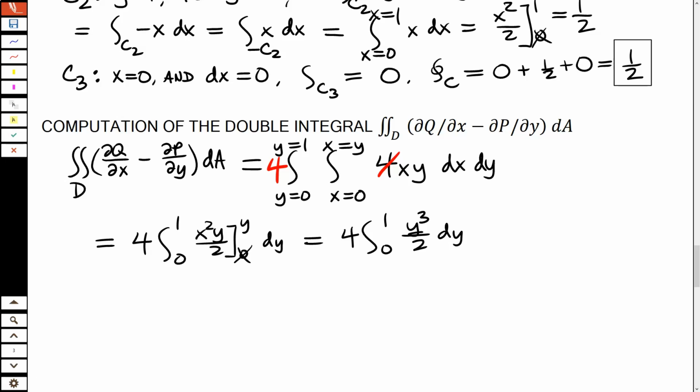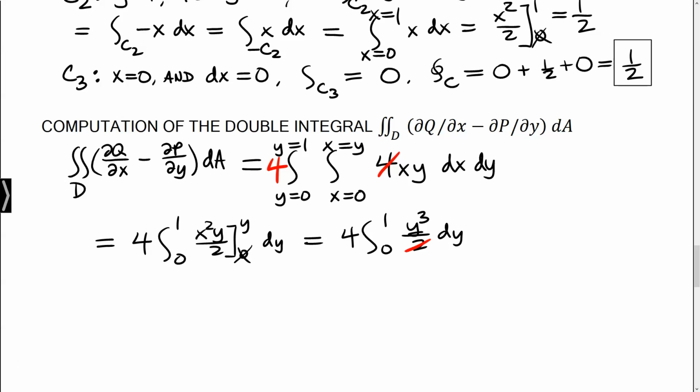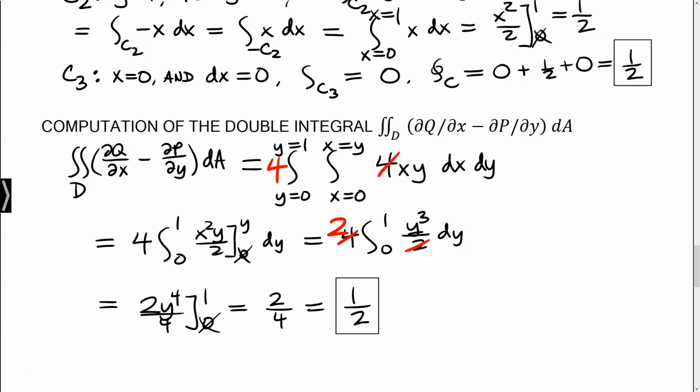Okay, so 4 and 2 cancel. And now I'm integrating y cubed, so it's going to be y to the 4th over 4 from 0 to 1. And lo and behold, I get 2/4, which is 1/2. So I have verified Green's theorem for this particular example. All right, so maybe you're not convinced by that. Let's look at another one. It's a slightly more complicated region.